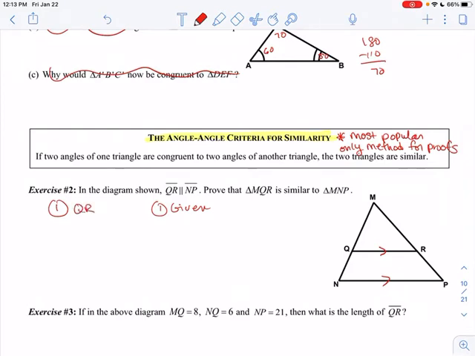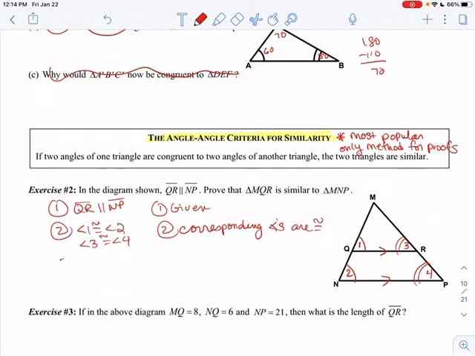So QR is parallel to NP, given. Now, think about the fact if they're parallel, what would be true about angle 1 and angle 2, and what would be true about angle 3 and angle 4? Well, if you were thinking, oh, they'd have to be congruent because they were corresponding angles, you're absolutely correct. So angle 1 is congruent to angle 2, and angle 3 is congruent to angle 4. And the reason is that corresponding angles, remember the lines are parallel, so those corresponding angles are congruent.